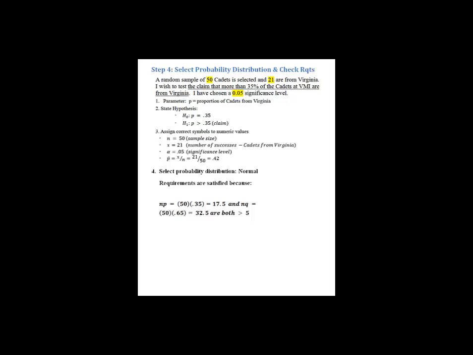In this case, that's clearly it. n is 50, p is 0.35, q is 0.65, or 1 minus p. And they're both greater than 5, so we're good to go on to the next step.